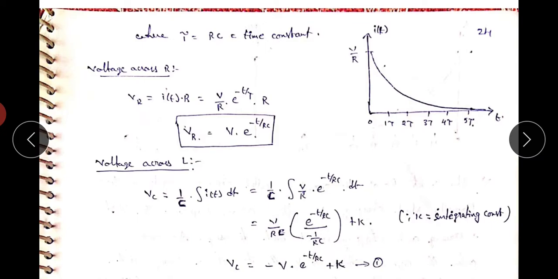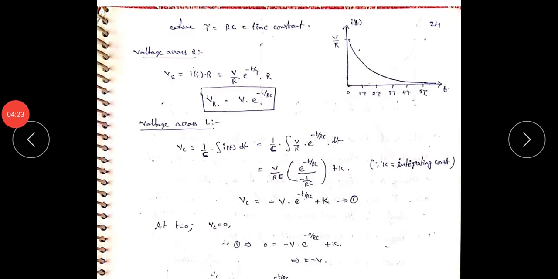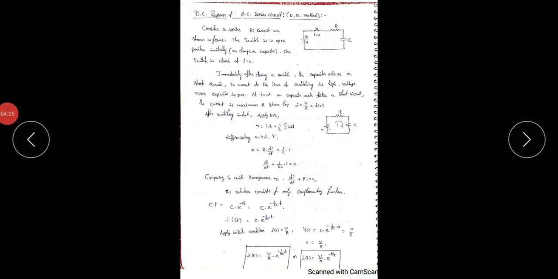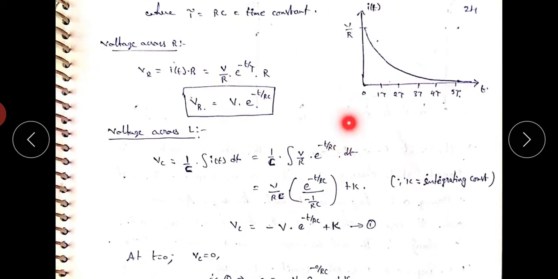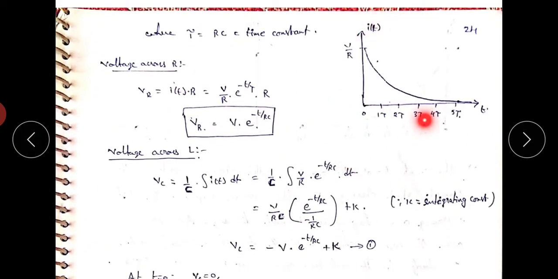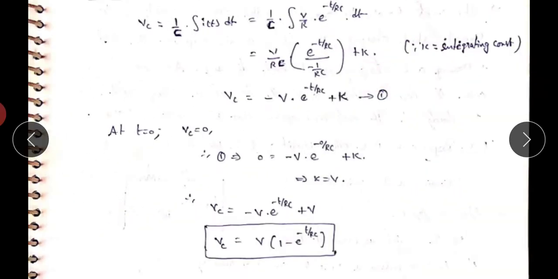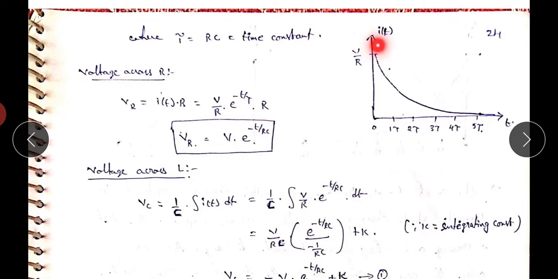So next, the current graph with respect to time. In a series RC circuit, the current expression is I of t equals V by R e power minus t by tau. So the graph between I of t versus t. First, t equals 0. At t equals 0, I of t becomes V by R into e power 0, which equals 1. So I of t equals V by R. So at t equals 0, the current is at its maximum value, equal to V by R.